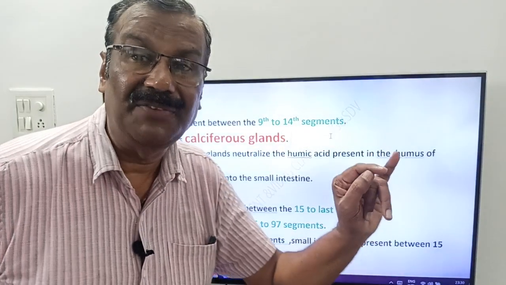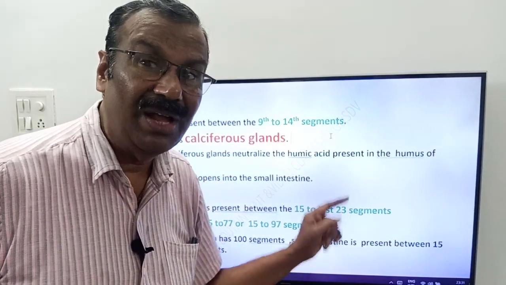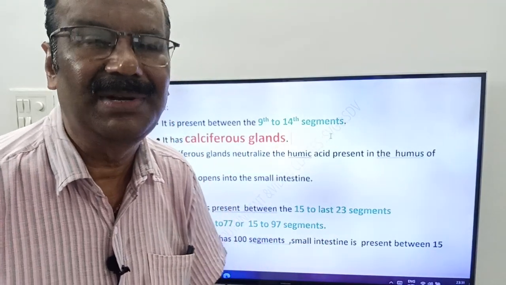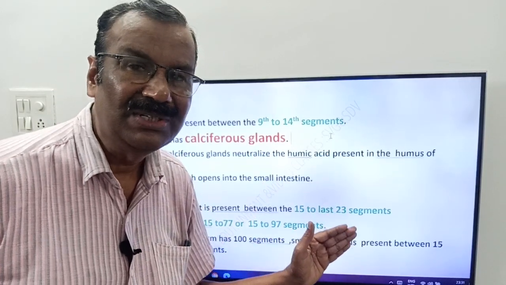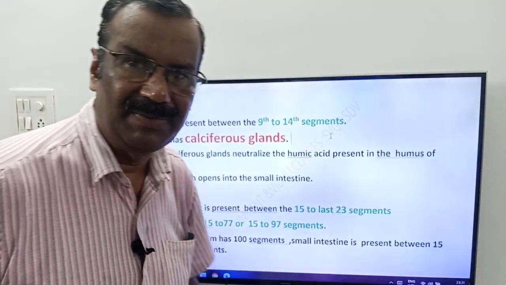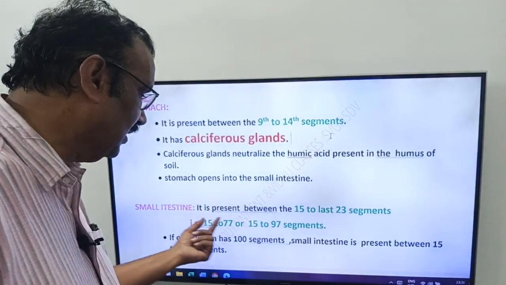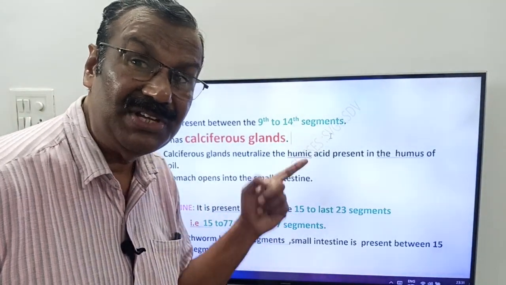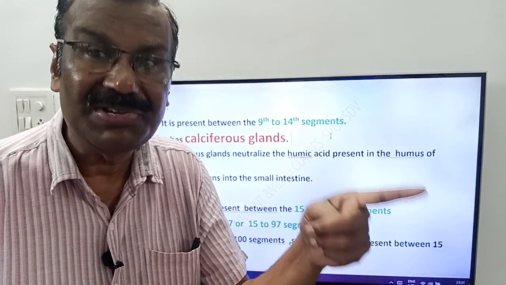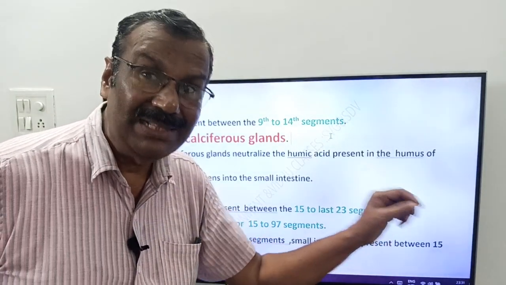Here, there is a little bit of confusion, friends. Here what I am saying, it is present between the 15th and the last 23 segments. Means, if earthworm has 100 segments, it is present from the 15th to the 77th segment, friends. Means you have to leave the last 23 segments. If earthworm has 120 segments, small intestine is present between the 15th and 97th segments. Means from 98 to 120 segments, what we have, friends? We have large intestine or rectum. So here you have to remember 15th to last 23 segments.